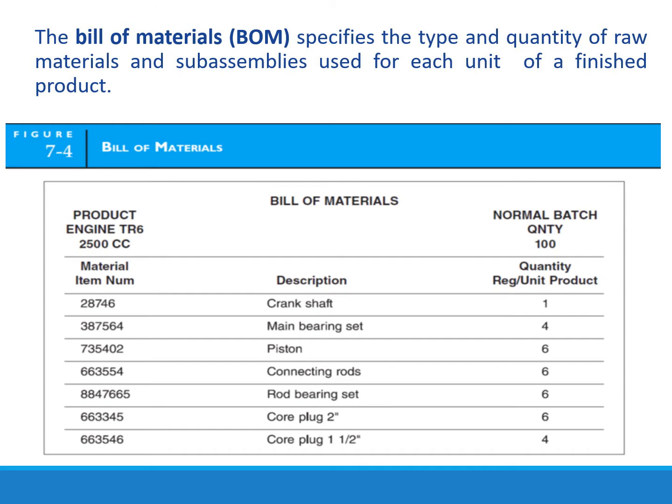Another document related to the system here is the bill of materials, BOM. It specifies the type and quantity of raw materials and sub-assemblies used for each unit of the finished product. So in the example here, you can see the material item number, and we have the quantity of that unit, and here the description. So in total you can see that the bill of materials for each finished good is what we need to have one product.